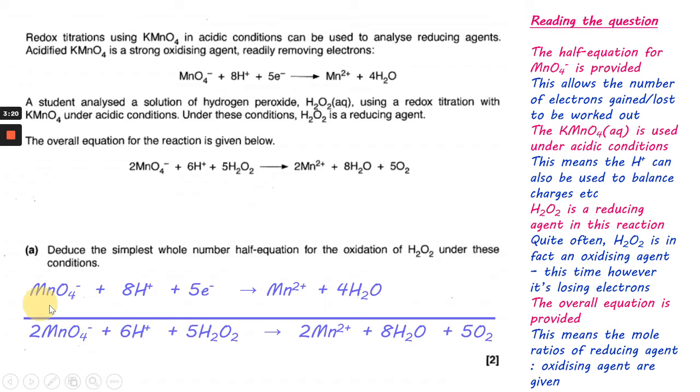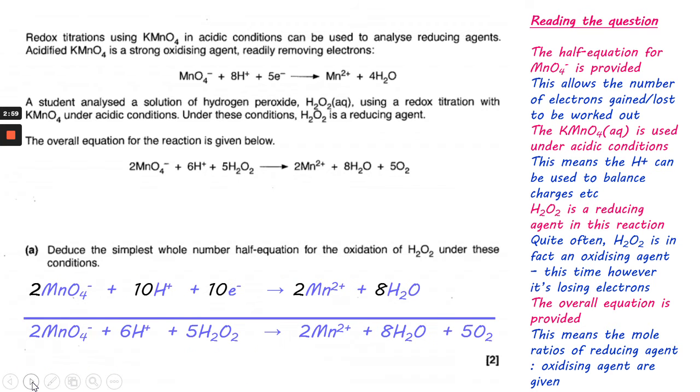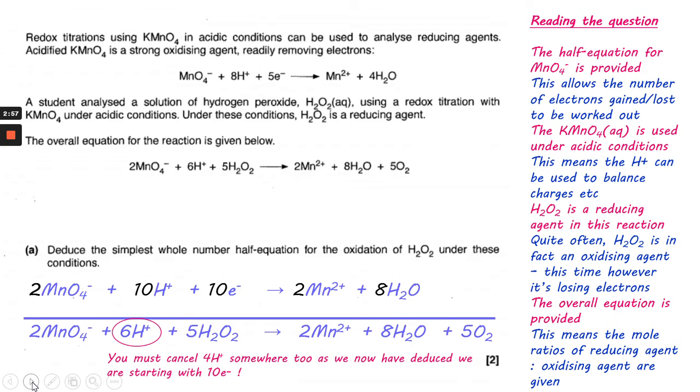What's missing is this part here, the second equation. Normally, they give us the 2 half equations, and we have to put them together to get the bottom part. This time they've given us the bottom part, so it's a little bit different. Looking at the mole ratios in the overall equation, you can see that you have to double the mole ratios of the reduction half equation to get those moles. Doing that allows us to work out that you need to cancel 4H+ somewhere too.